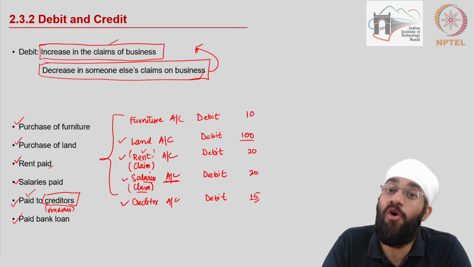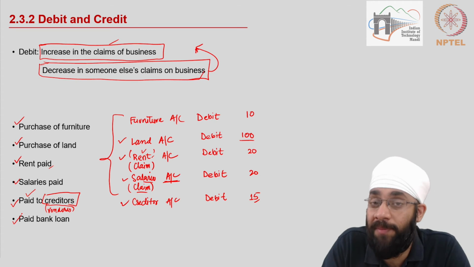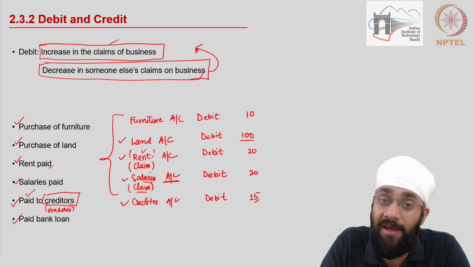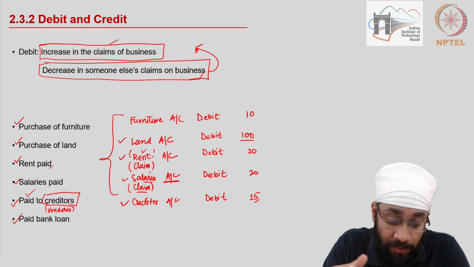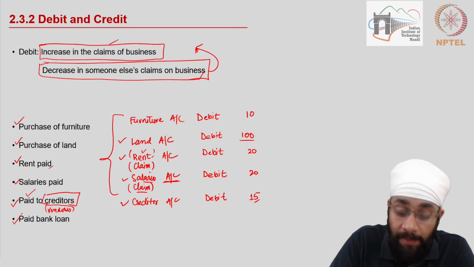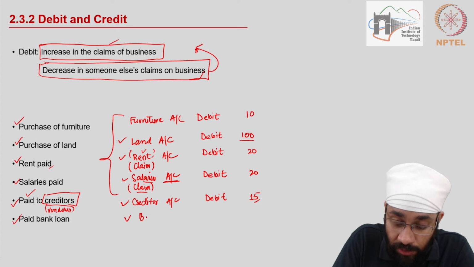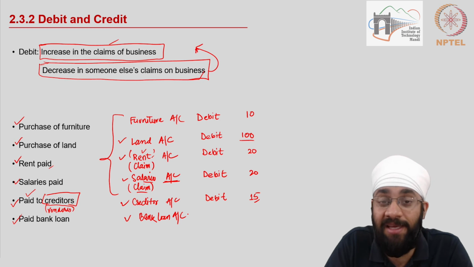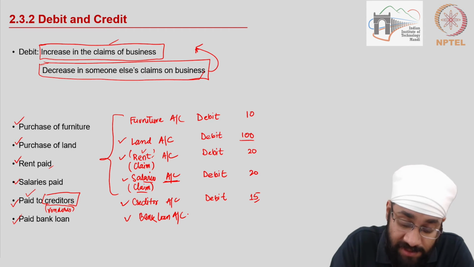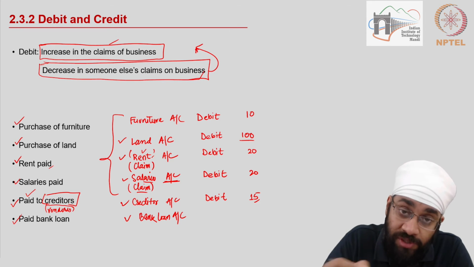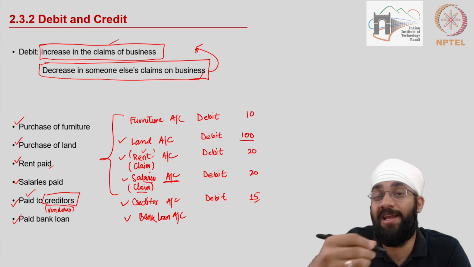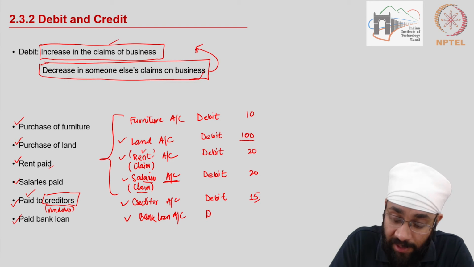The bank had claims on the business. If you do not pay back the loan, the bank can come and recover that money from you through legal means, but you are paying back the bank loan. So the bank loan account, which represents the bank's claim on the business, goes down. Therefore, the business's claims go up. So you're going to write a debit here by the amount of the bank loan, whatever that amount is.